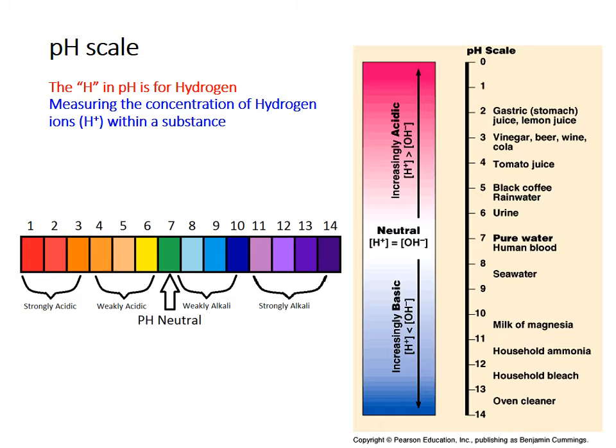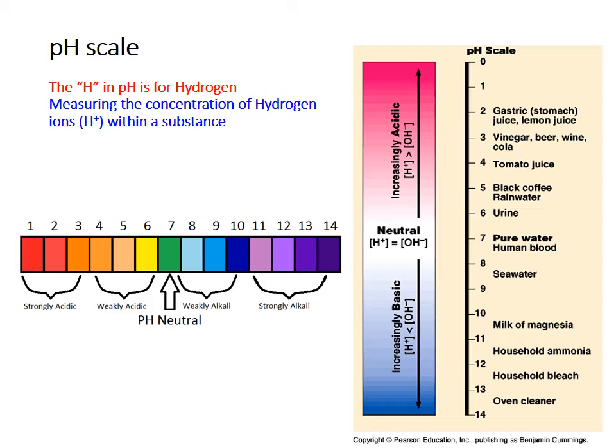Here's another picture of the pH scale. I kind of like this one a little bit better because it's horizontal. And remember, 7 is neutral. That would be like pure water. And then if we go less than 7 on the pH scale, we get more and more acidic. If we go above 7, we become more and more basic, or the other word we can use is alkaline, or alkali. So be able to understand both of these pH scales.